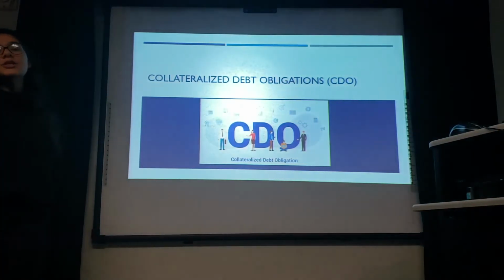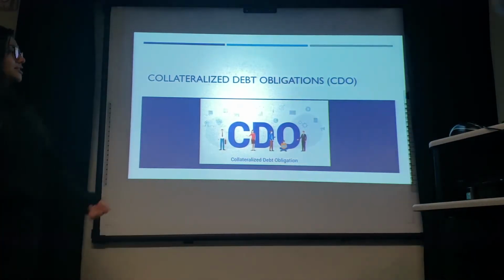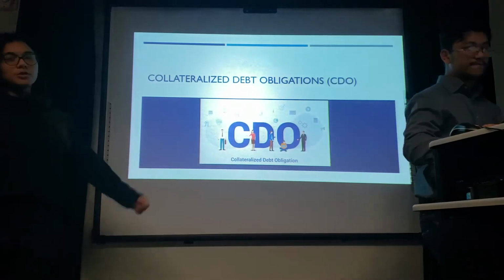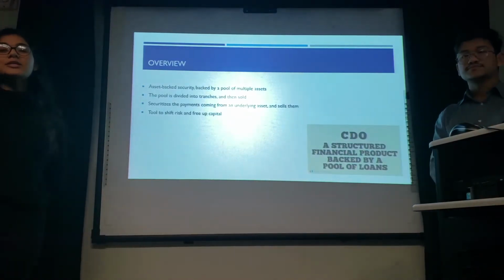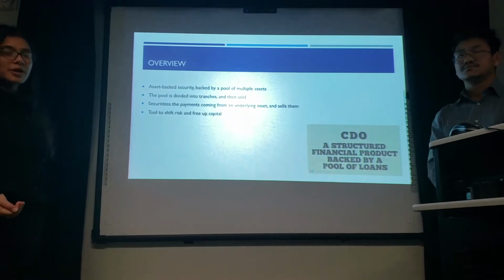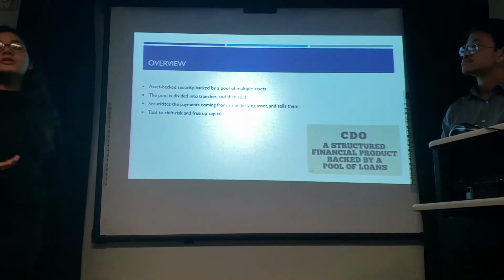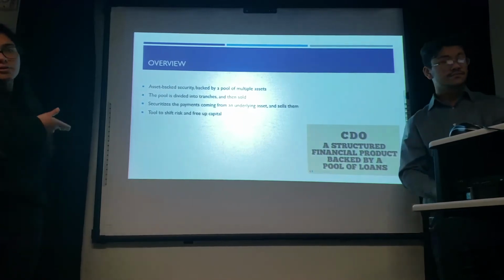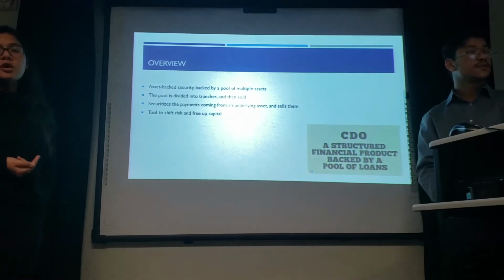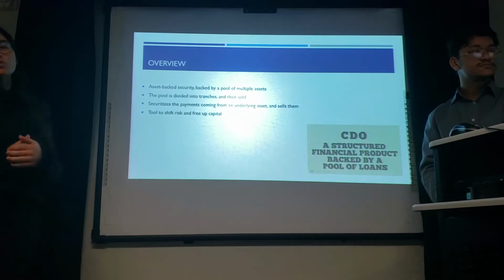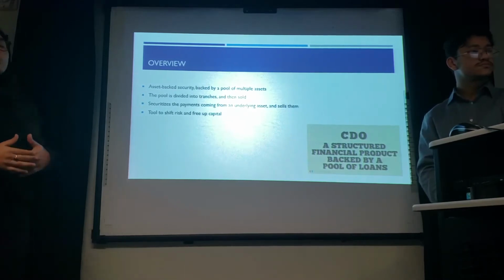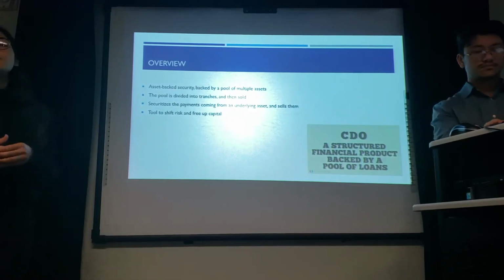Hi. So the derivative is collateralized debt obligation, which is also known as CDO. So what is a collateralized debt obligation, or CDO? It is an asset-backed security which is backed by a pool of multiple assets, and the pool is divided into different tranches according to its risk and return, which depend upon its collateral, and then sold to the investors. So this is a very important tool to shift risk and free up capital.